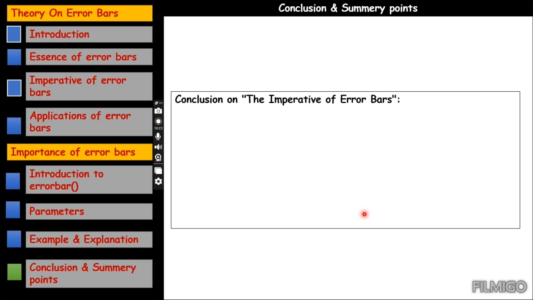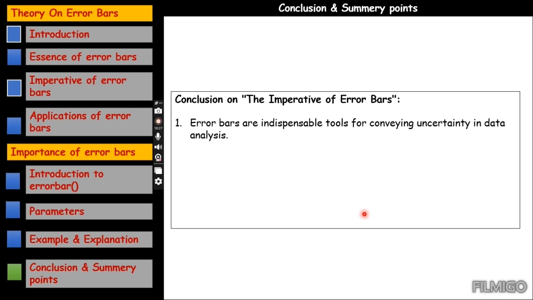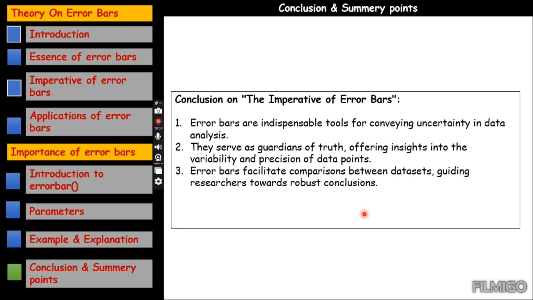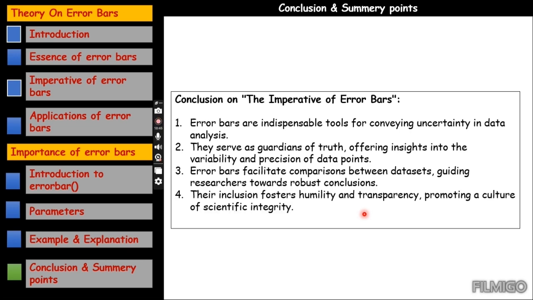Conclusion on the imperative of error bars. Error bars are indispensable tools for conveying uncertainty in data analysis. They serve as guardians of truth, offering insights into the variability and precision of data points. Error bars facilitate comparisons between datasets, guiding researchers towards robust conclusions. Their inclusion fosters humility and transparency, promoting a culture of scientific integrity.